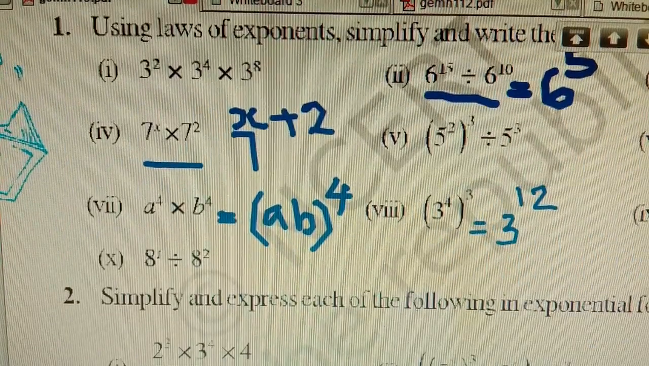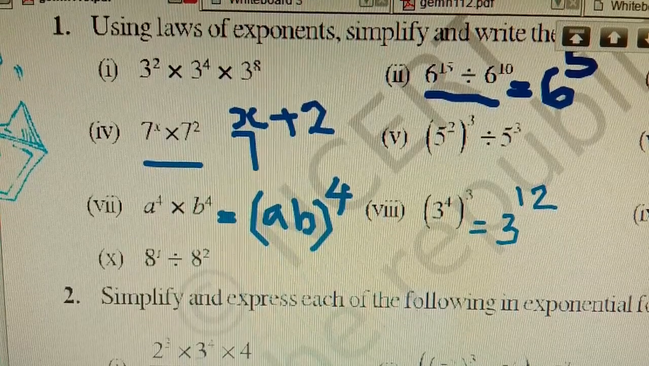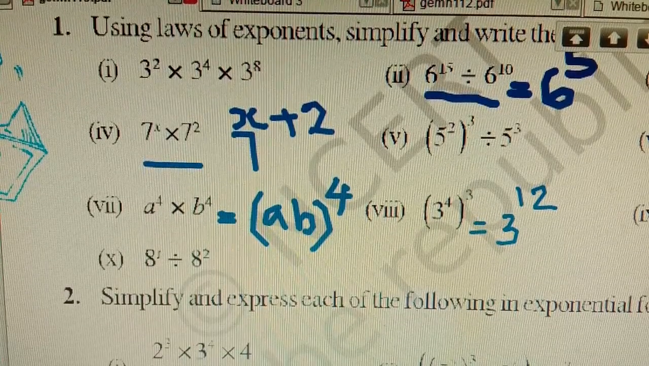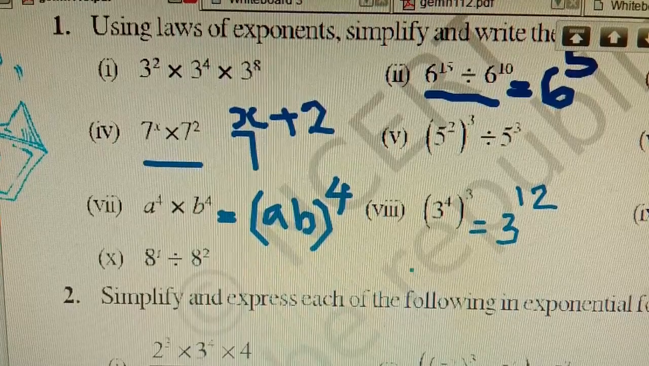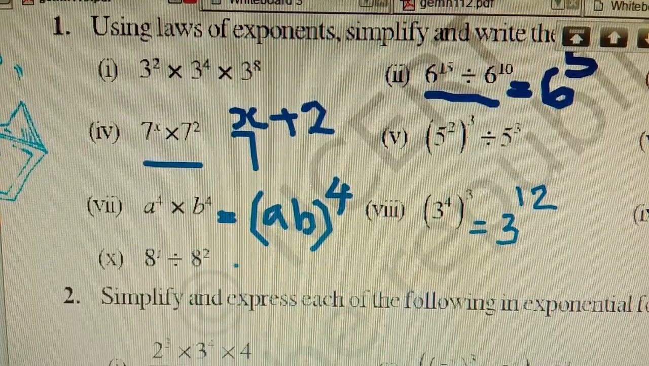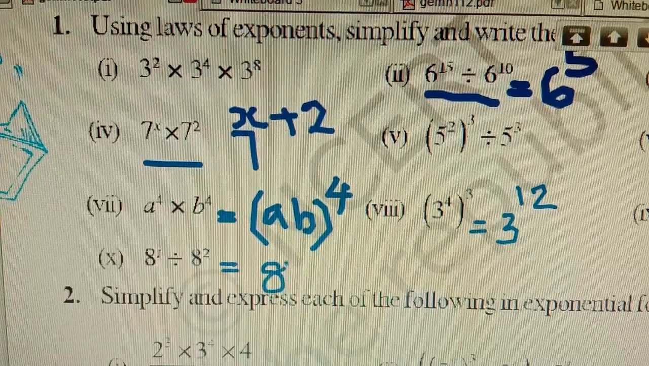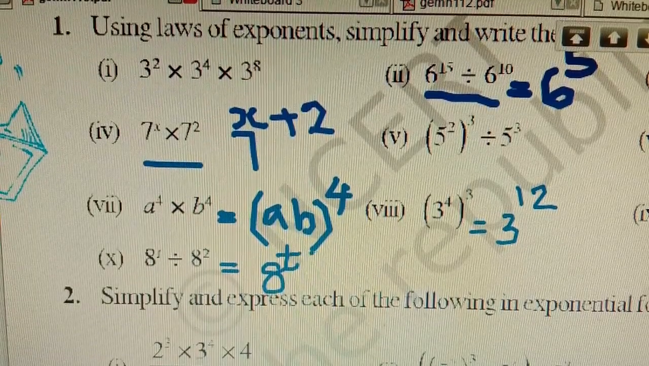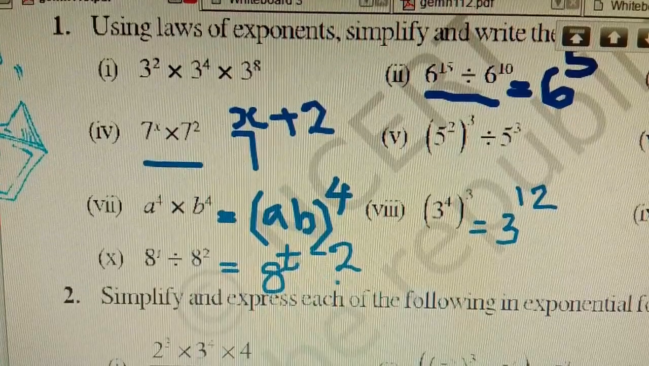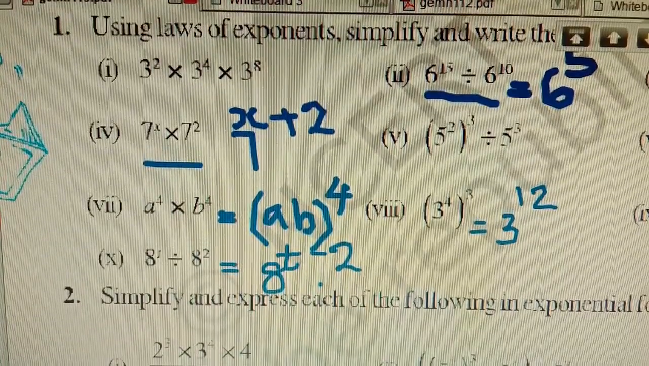Now one more is there, 8 to the power of t divided by 8 to the power of 2. 8 to the power of t divided by 8 to the power of 2, that is division. So 8 to the power of t minus 2. Okay, for dividing we can subtract the powers.